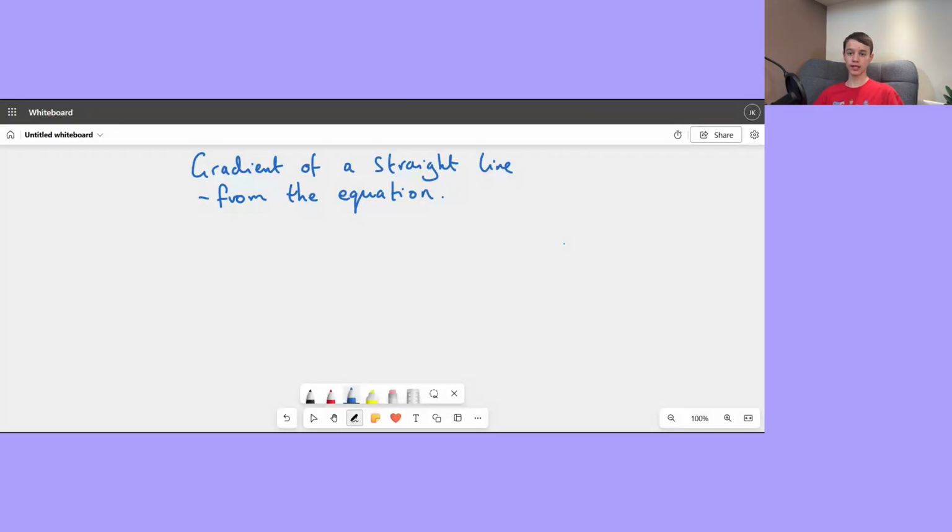Today, on Let's Revise, we'll be talking about finding the gradient of a straight line from the equation. The equation you see on the right-hand side of the whiteboard is the equation of a straight line.